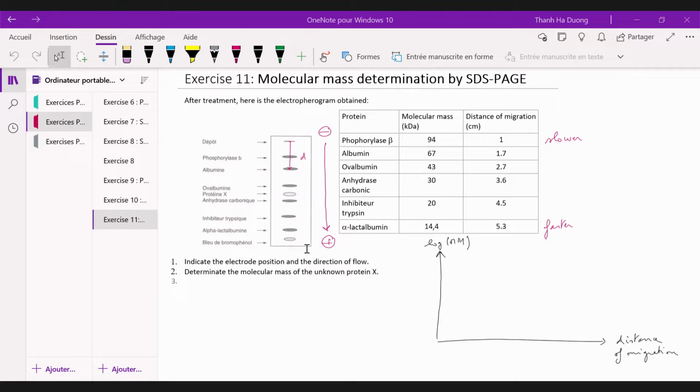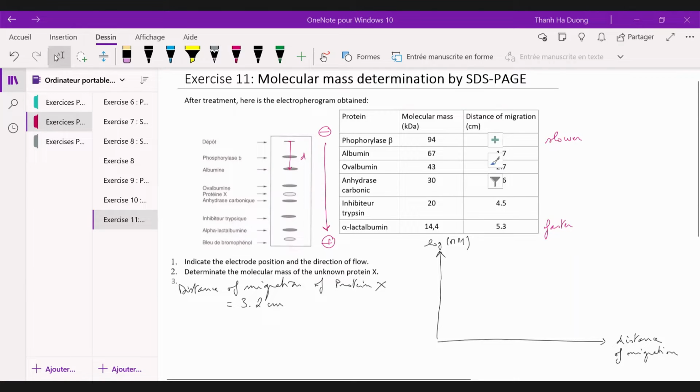We have an unknown protein here with a distance of migration, protein X. Protein X is the unknown protein, okay? The distance of migration is 3.2 centimeter. So you should find the molecular mass of this protein.